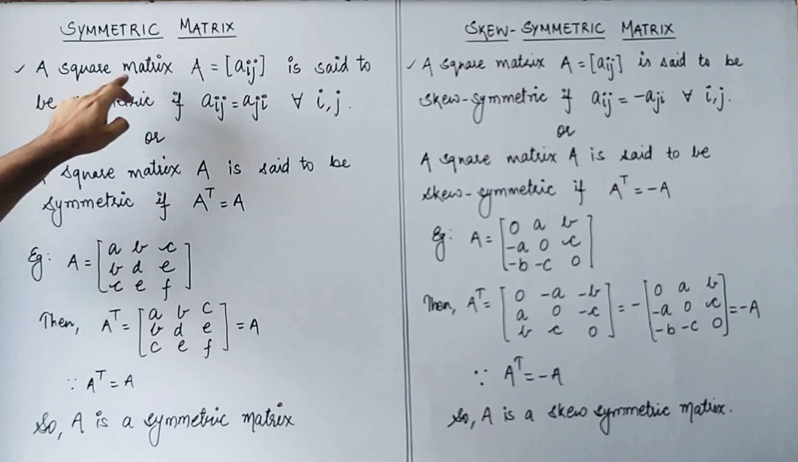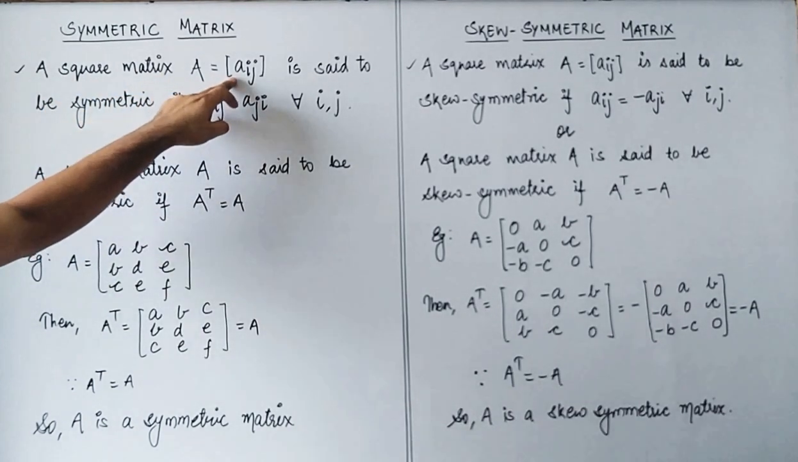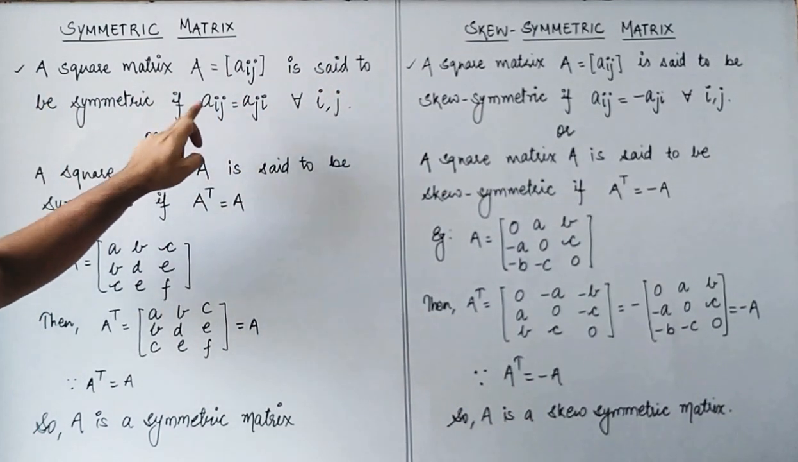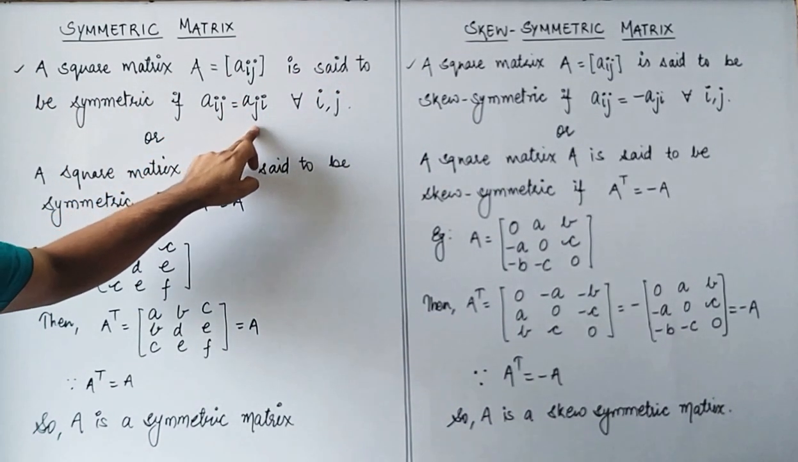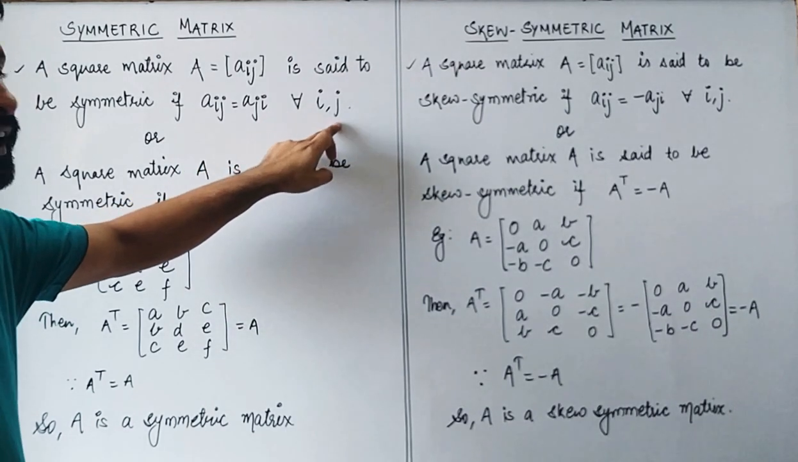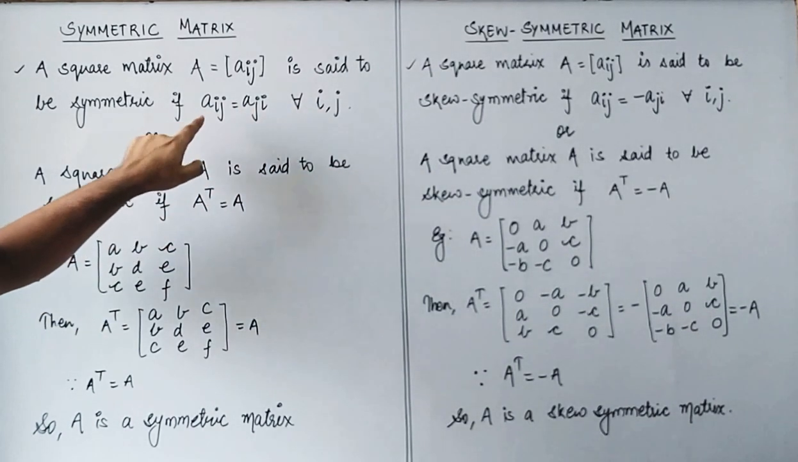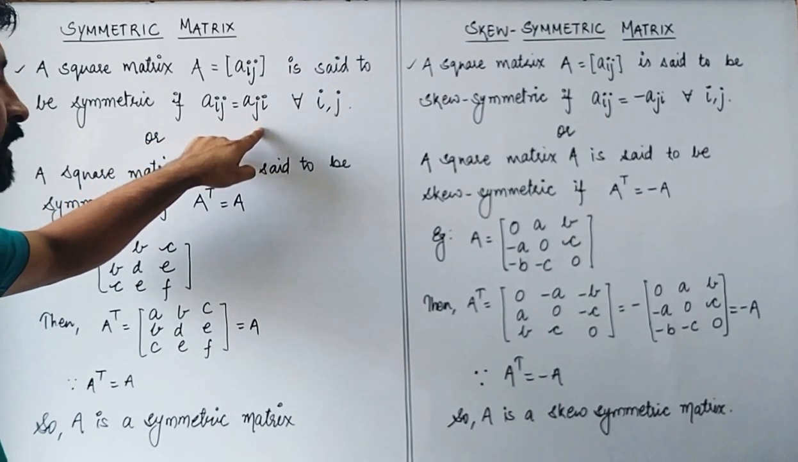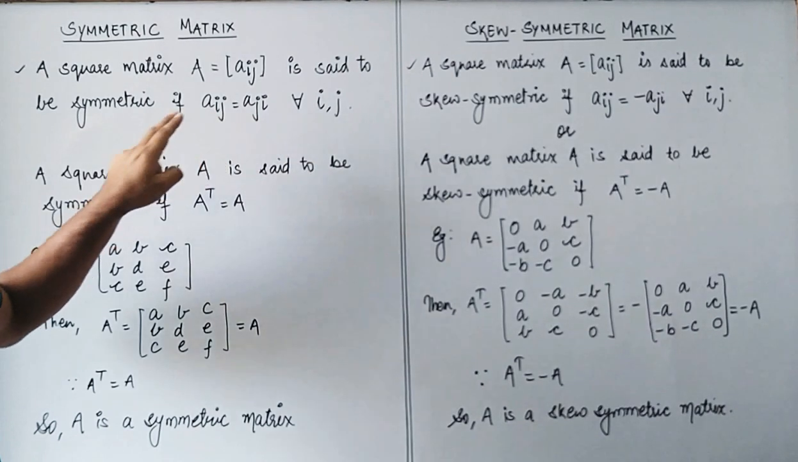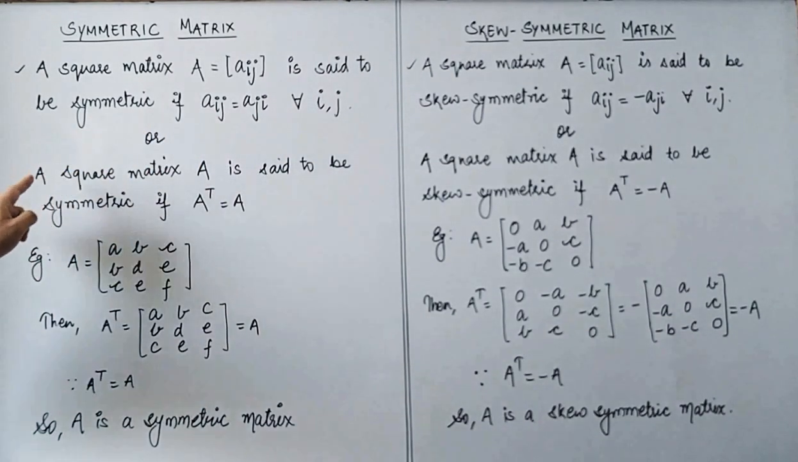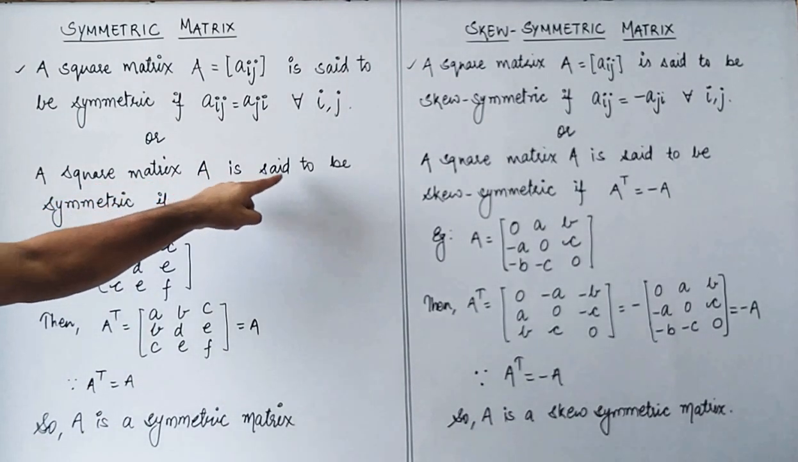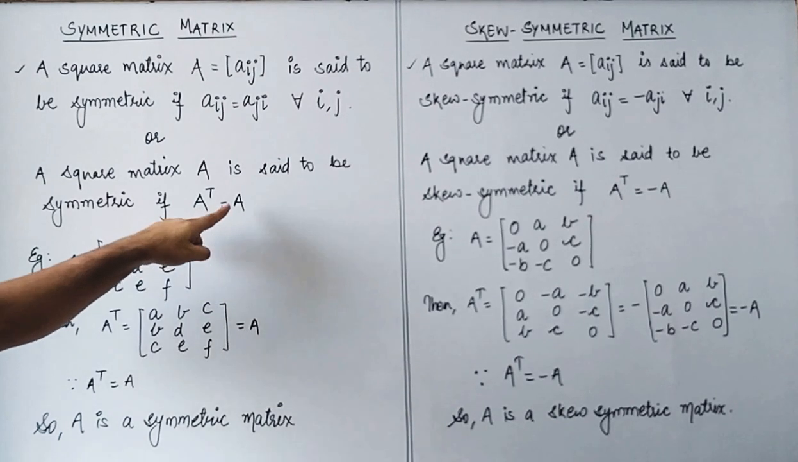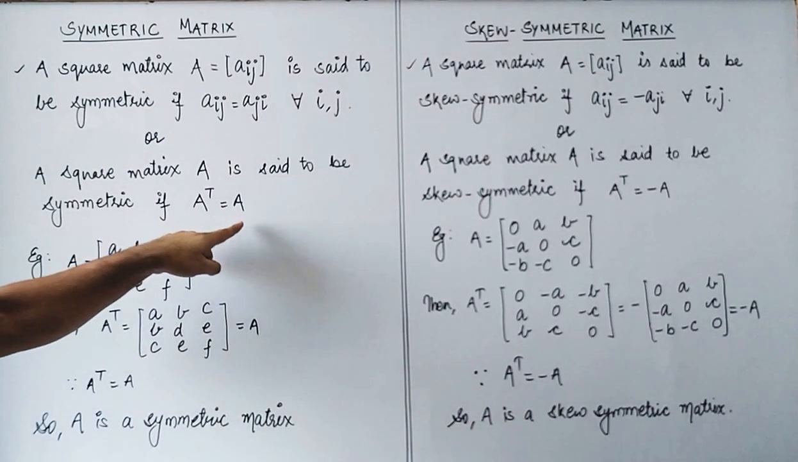A square matrix A with elements Aij is said to be symmetric if Aij is equal to Aji for all i and j. It means the element of ith, jth position must be equal to the element of jth, ith position. Or in simple terms, we can say that a square matrix A is said to be symmetric matrix if transpose of that matrix A is again A. That is, if A transpose is equal to A.